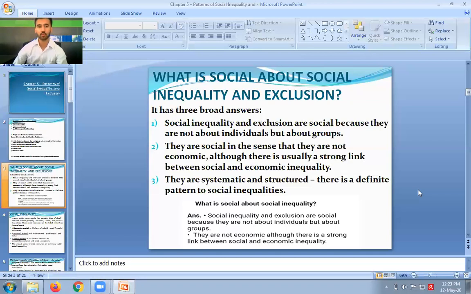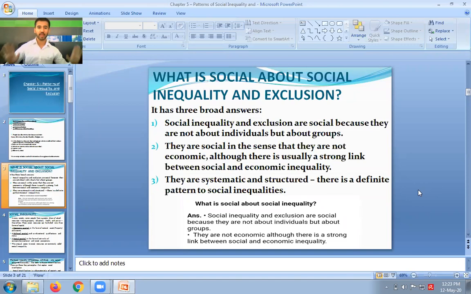Now the third point says that they are systematic and structured. This is what I was talking about. Things were already set up: varnas, Brahmins, Kshatriyas, Vaishyas, Shudras, right? They were there in the structure. So there is a definite pattern to social inequality. Because things were systematic, people were blindly, I would definitely use this word, blindly following the structures, the rules and regulations that were set up at that particular time. So I'm sure now you have understood the three points.